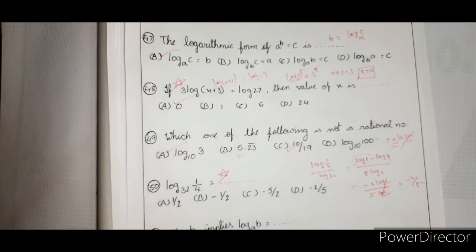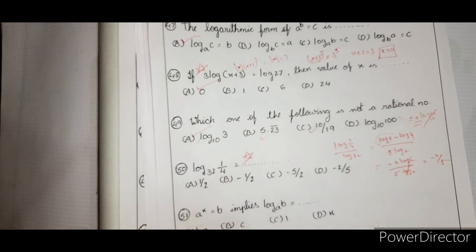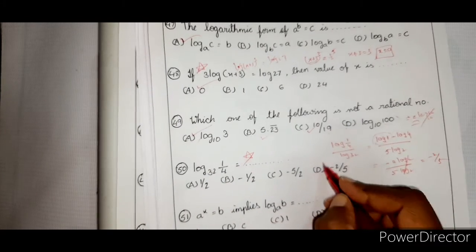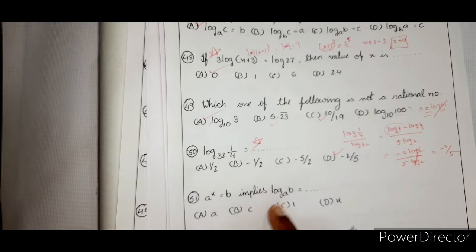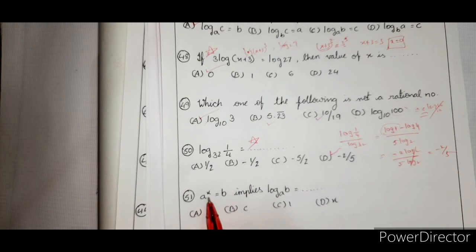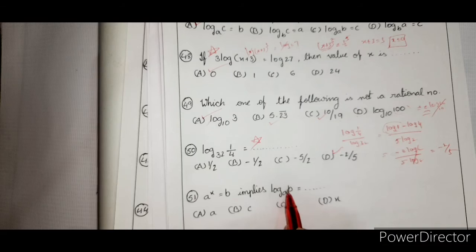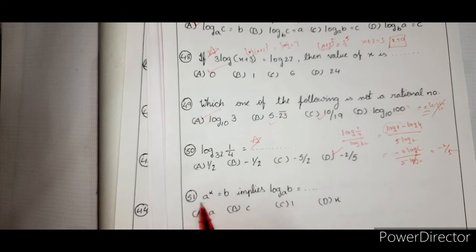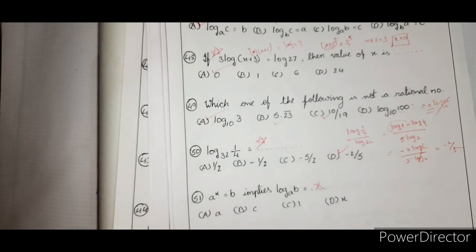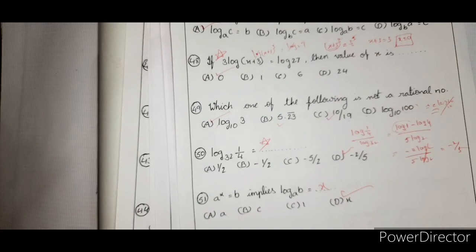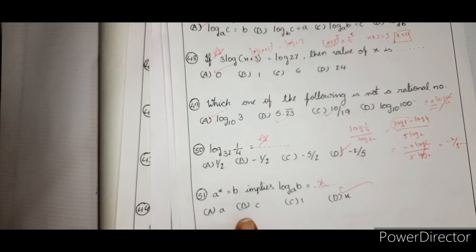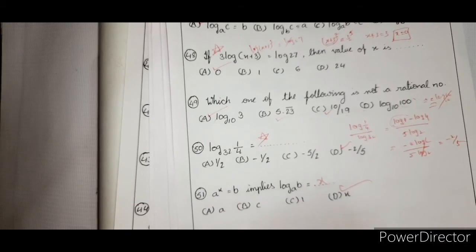An important objective type problem. So minus 2 by 5 is the option there. A power x is equal to b implies x is equal to log b base a. Like log 16 base 2: 16 can be written as 2 power 4, so 4 log 2 base 2, and the answer is 4.